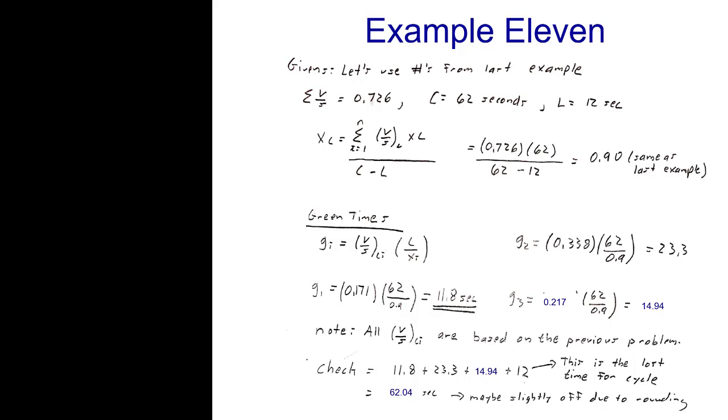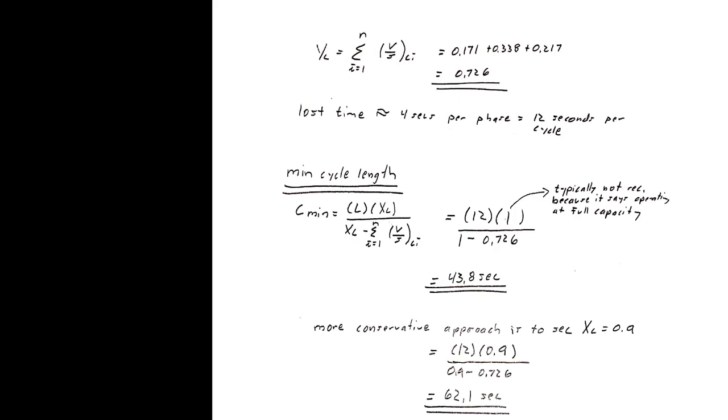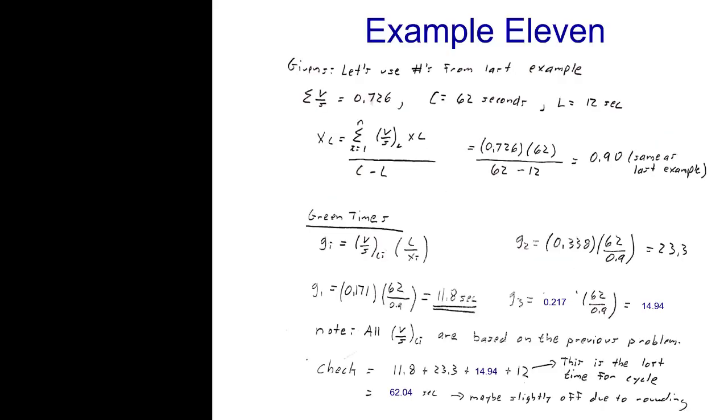For G2, it's 0.338 multiplied by 62 divided by 0.9, which equals 23.3 seconds. G3 is going to be equal to 14.94 seconds. When you sum all those and you add in the lost time for the cycle, you will equal your 62 seconds, which is what we suggested right here at the bottom for the more conservative approach. The same philosophy can be used for the Webster's as well.